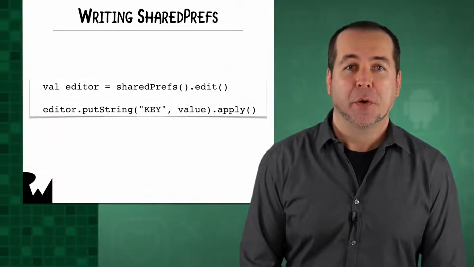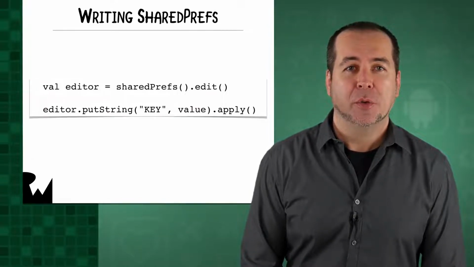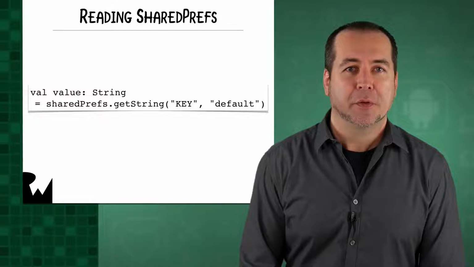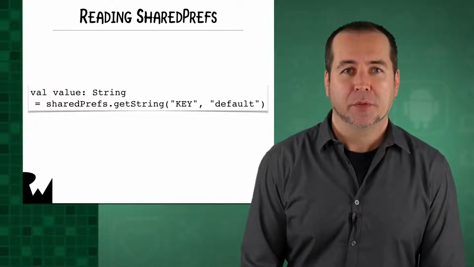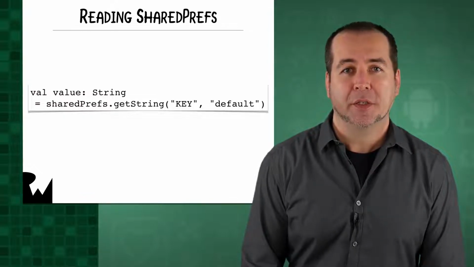Now that we've got access to the default shared prefs, let's see how to write data in and read data back out. To write to shared prefs, there are three steps. Get the shared prefs editor, put a value in using a key string, and then apply the changes. To read from shared prefs, you just need to call a getter for the key you use to write a value. You can also specify a default value to use in case there is nothing saved in shared prefs for the key you pass in.